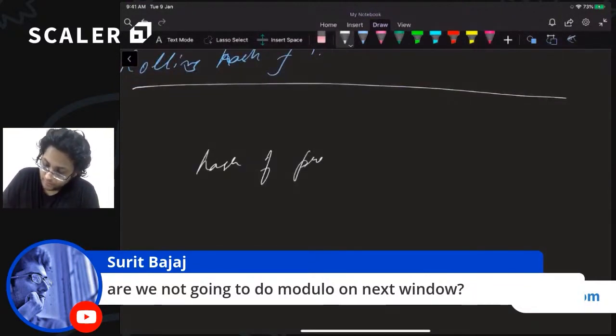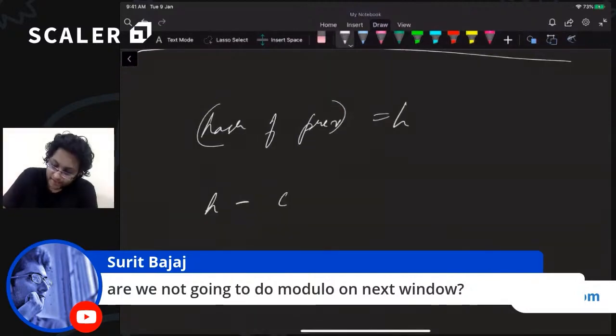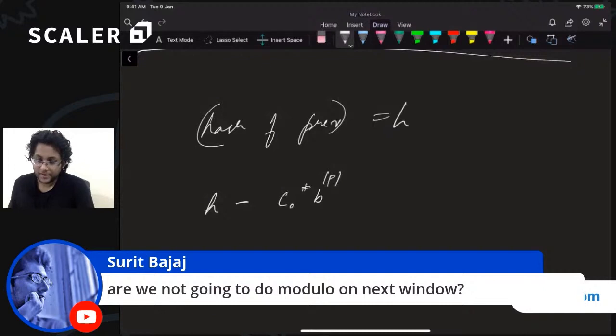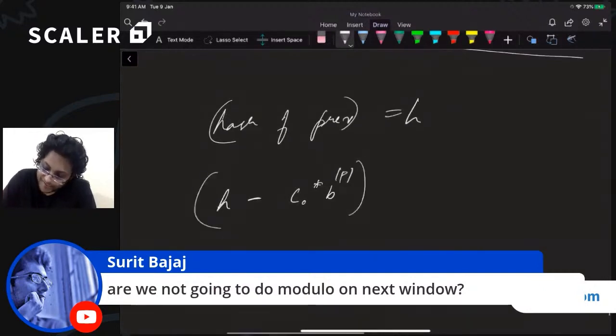Of the previous window. Let me call this H. So what we are essentially doing is we are saying H minus the first character, character 0, times base to the power the length of P. Base to the power length of P. So we will subtract this. Then we will multiply the result with the base.